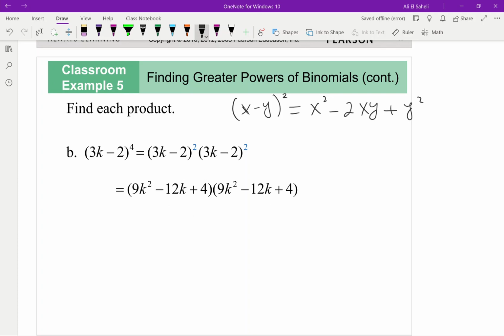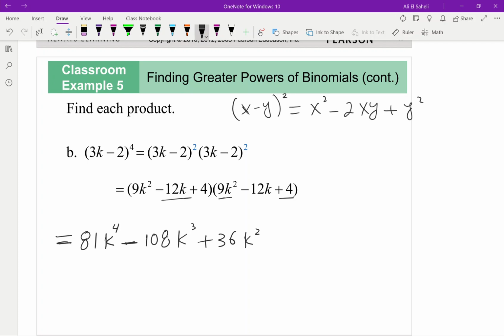All right, let's do this first. 9k squared times 9k squared is 81k to the power 2 plus 2. 9k squared times minus 12k, so minus 9 times 12 is 108, and k squared times k is k cubed. 9k squared times 4, 4 times 9 is 36, times k squared.